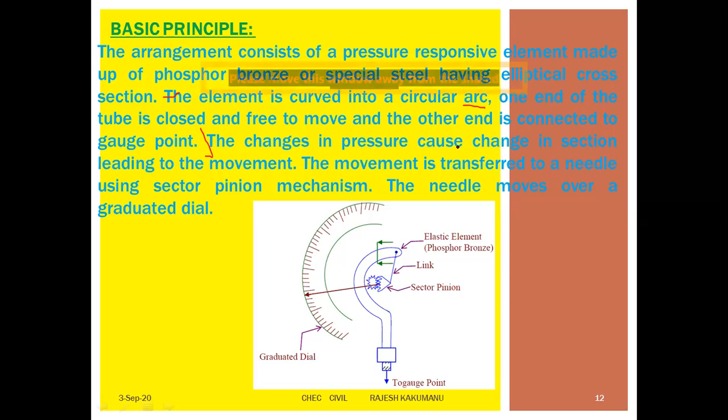The changes in the pressure cause a change in the section, leading to movement. The movement is transferred to a needle using a sector pinion mechanism. The needle moves over the graduated dial. So it's very simple, and I think you have already seen this type of device outside, whenever you are inflating your tire, scooter tire or cycle tire. Generally for cycles they will not use it, but for heavy vehicles they use it for checking the tire pressure. At that point, they will use this device.